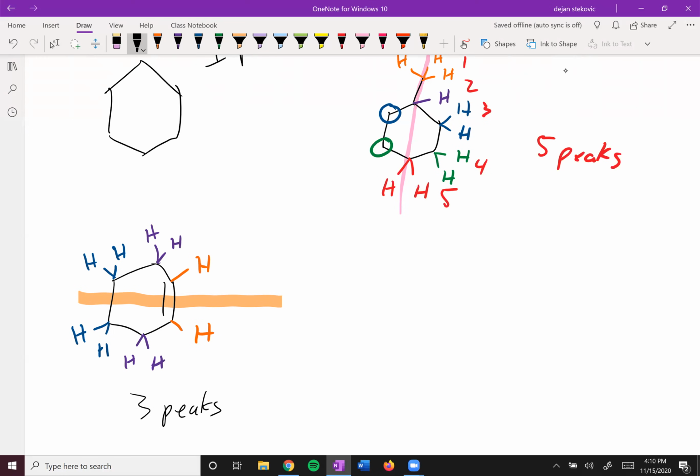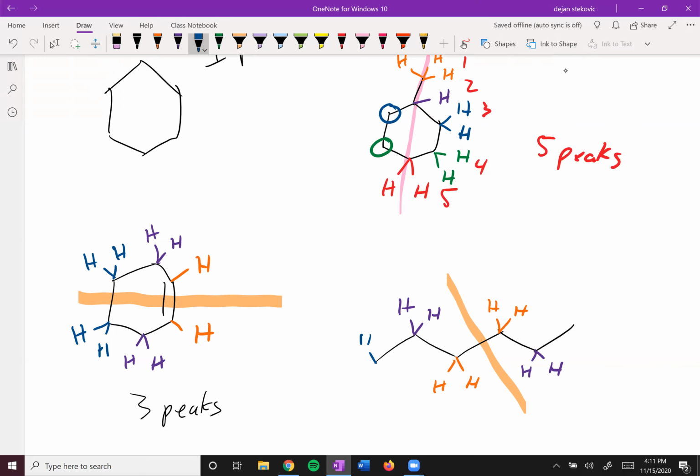Continuing with our theme of 6 carbons, what if we had just hexane? Again, we have a plane of symmetry going through right here. And so these two hydrogens would be the same as these two hydrogens. These two hydrogens would be the same as these two hydrogens. And then these hydrogens would be the same as those. And so if you count it up, that's 3 peaks as well. So 3 peaks, again, is what we're expecting.